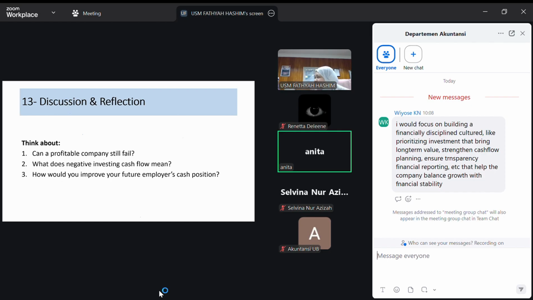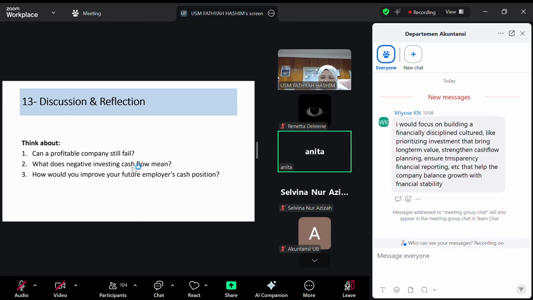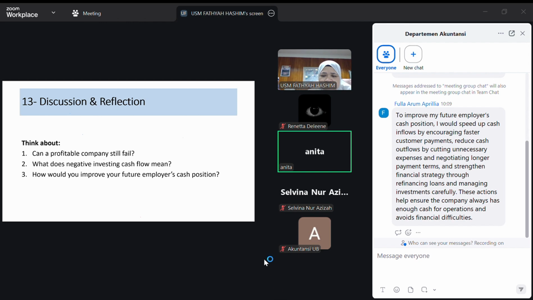Riosa said that I would focus on building a financially disciplined culture, like prioritizing investment that brings long-term value, strengthening cash flow planning, ensuring transparent financial reporting that helps the company balance growth with financial stability. This is not quite practical. Not too practical an answer actually. This is like what is ideal for the company.